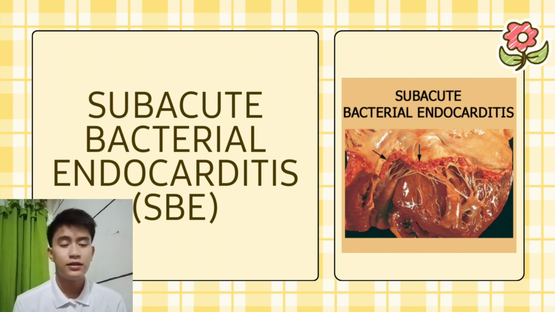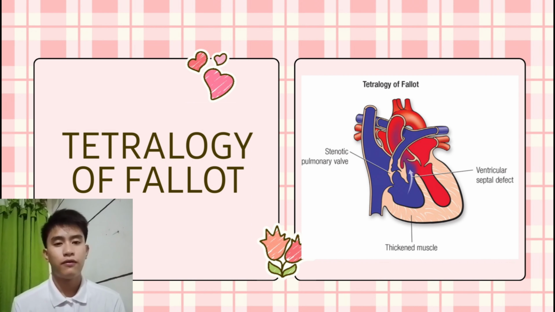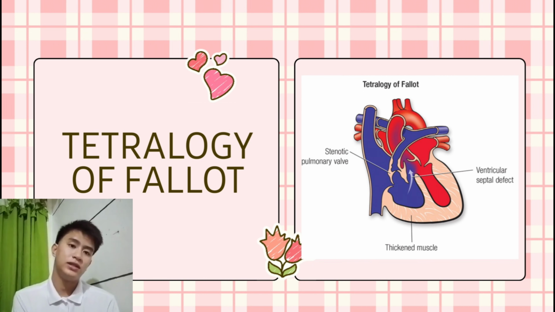The next is the subacute bacterial endocarditis, or the SBE, a term used to describe a prolonged, less severe form of bacterial infection affecting the endocardium, the inner lining of the heart chambers and valves. So, tetralogy of Fallot is a congenital heart condition characterized by 4 specific heart defects, which is a ventricular septal defect or VSD.